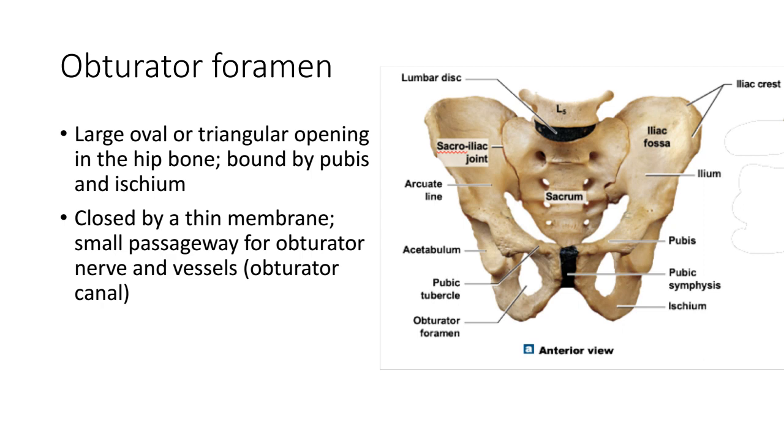The obturator foramen is a large oval or triangular opening in the hip bone that's bound by the pubis and the ischium. It's closed by a thin membrane that offers a small passageway for obturator nerves and blood vessels, and that opening is called the obturator canal.